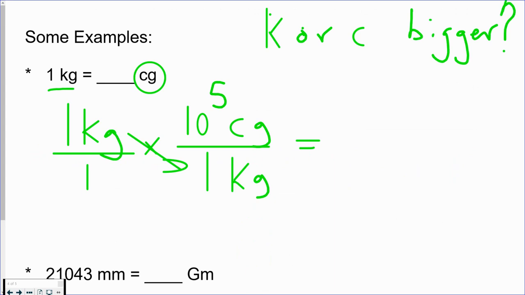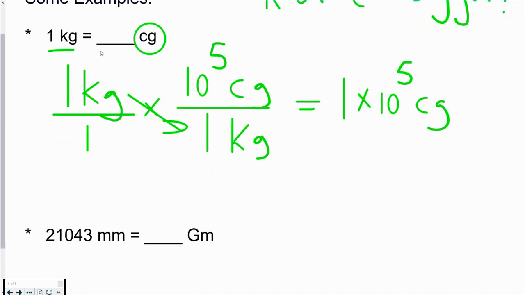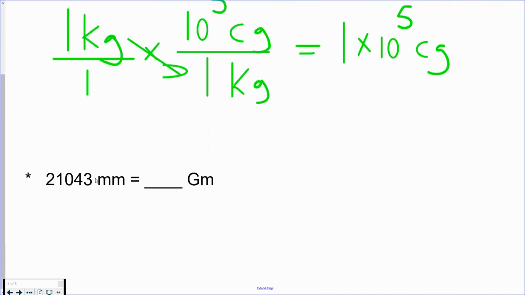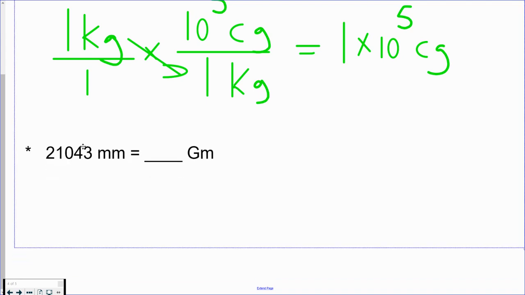Then all you have to do is multiply the two factors together. And since the bottoms are all ones, this is going to give us 1 times 10 to the 5th centigrams. So if you were ever in a pinch and they asked you, how many centigrams are in 1 kilogram? Well, it is 1 times 10 to the 5th. All right, let's move on to the next problem.